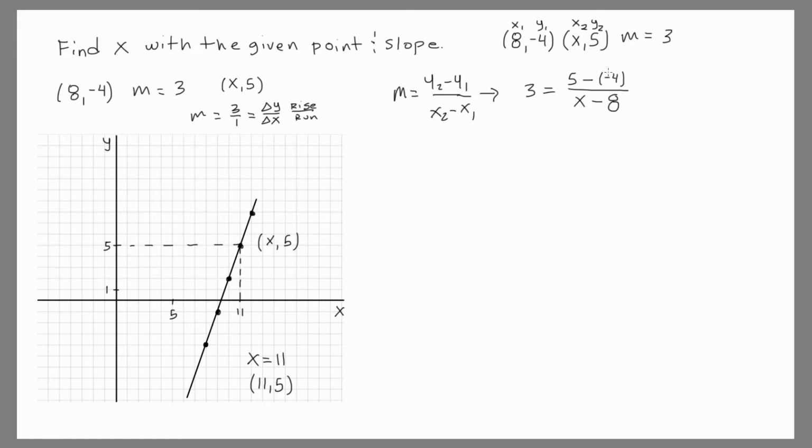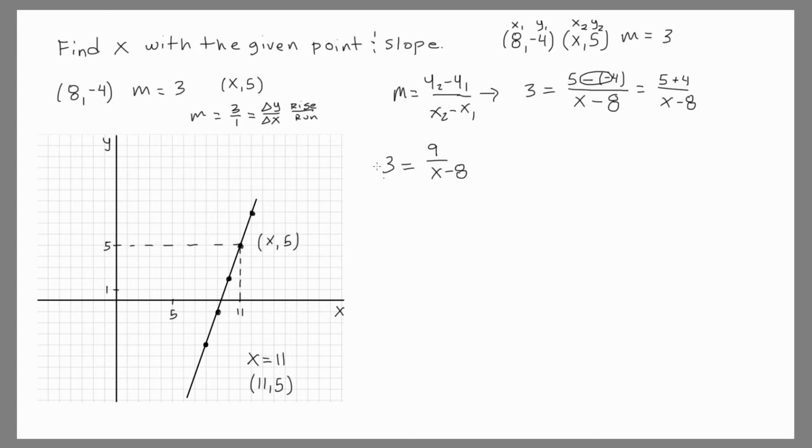Okay, I'm going to clean this up. Two negatives make a what? A positive. So that's going to be 5 plus 4 over x take away 8. All right, let's move on over here so we can look at it better. 3 equals, because that 3 is not going to go anywhere, so we've got to keep it. What's 5 plus 4? That's right, it's 9. So that's going to be 9 over x minus 8.